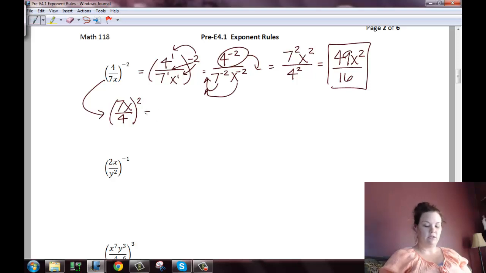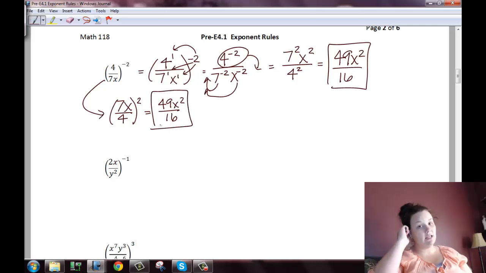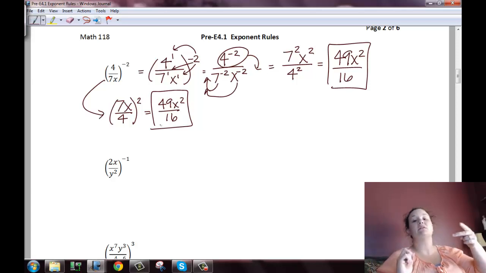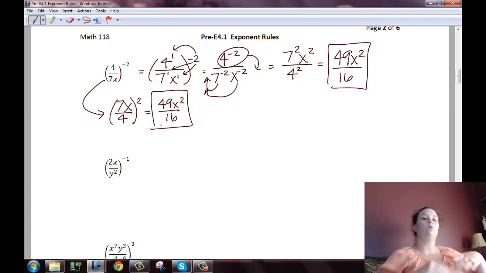And then from here we could work it out to get 49x squared all over 16 by squaring each base. Okay. So either way is fine with me. If you'd like to take the negative and use it to flip the whole thing first and then distribute, or if you'd rather distribute and then move the negative exponent bases, that's fine. Okay. Let's get another one.